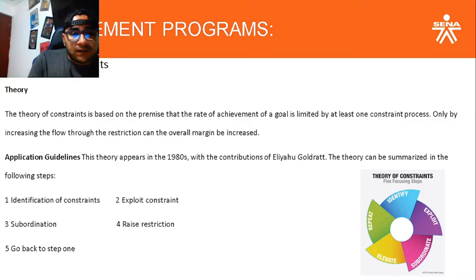Application guidelines. This theory appeared in 1980 with the contribution of Eliyahu Goldratt. The theory can be summarized in the following steps: 1. Identification of constraints. 2. Exploit constraints. 3. Subordination. 4. Raise the restriction. 5. Go back to step 1.